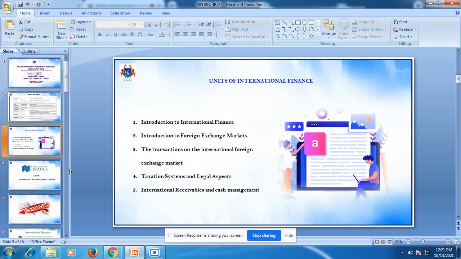Then the last one, the fifth unit, is international receivable and cash management. In this unit, we will learn international receivable and cash management under foreign exchange risk, international financial reporting standards like IFRS, and Indian accounting standard IAS on foreign transactions and foreign exchange rate, trade settlement of India through SWIFT, CHIPS, and CHAPS. This is the overview of this subject. We will move to the next part.